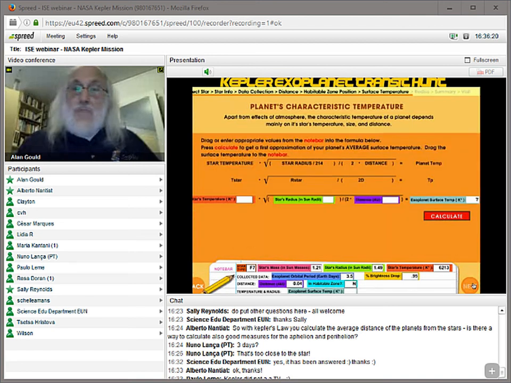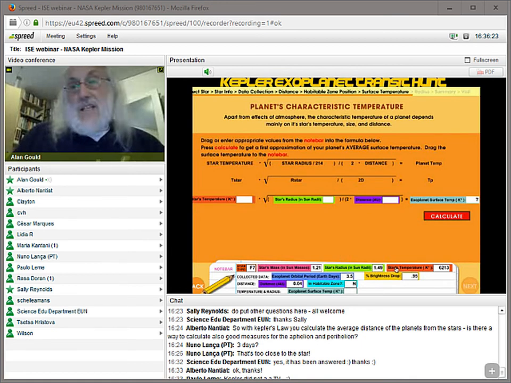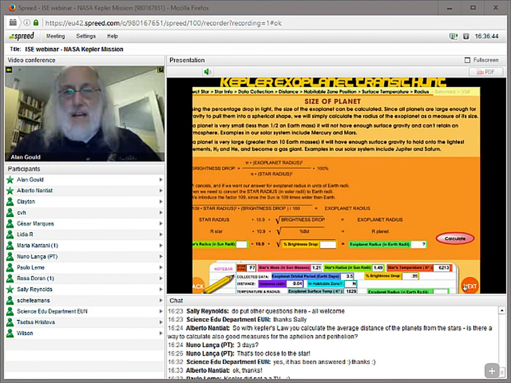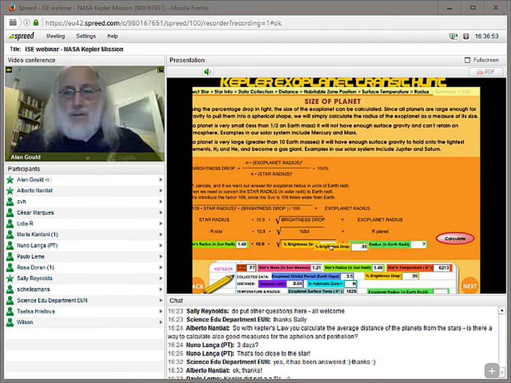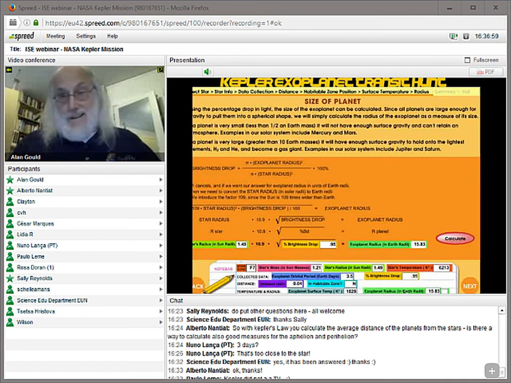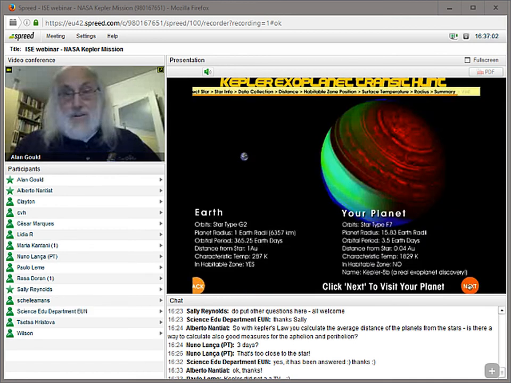We go to the next one, and this is an amazing thing, we can calculate the temperature of the planet using the Boltzmann's law, which depends on the star's temperature, the star's radius, and the distance of the planet. This is an interesting way to just look at how these formulas work. What are those things dependent on? And so this temperature is 1,829, and we can calculate the size of the planet like you saw before. We take the star's radius and the star's brightness drop, the square root of that, you press the calculate button, and it comes out. That is a huge planet, 15 times Earth size.